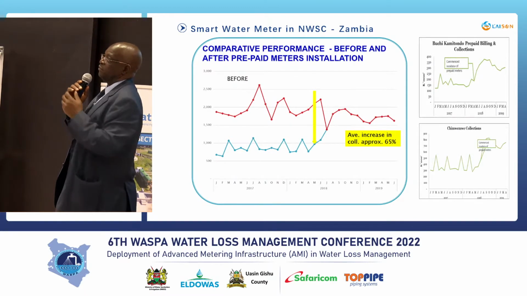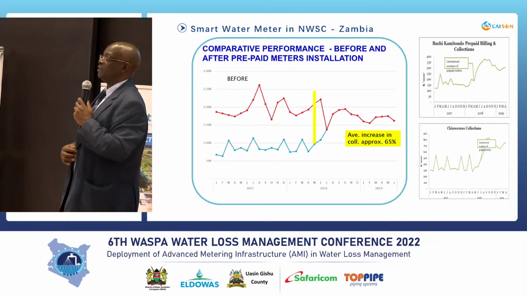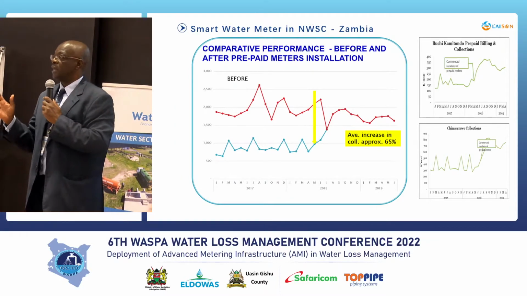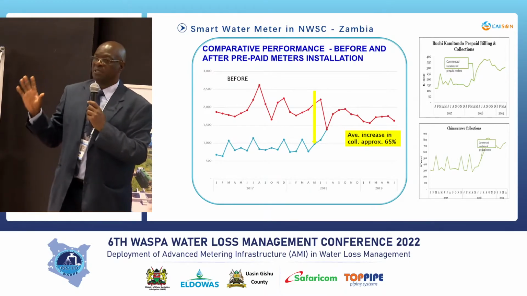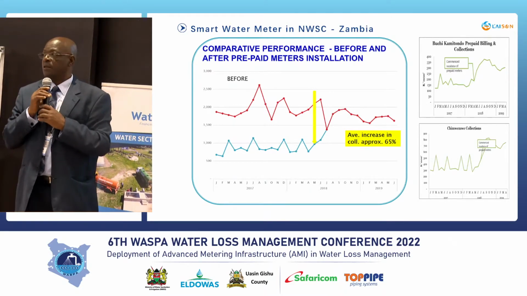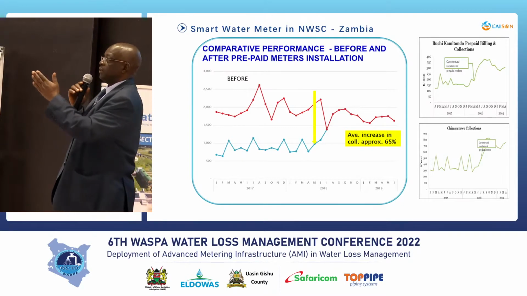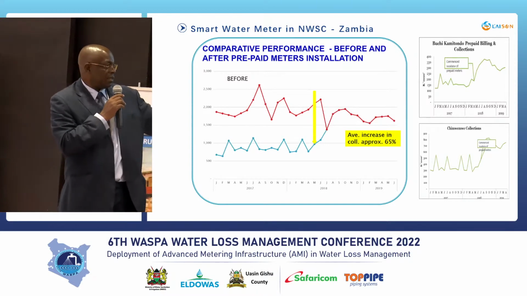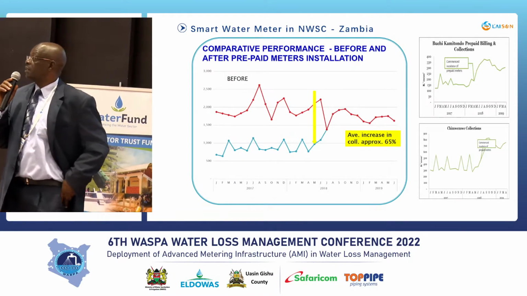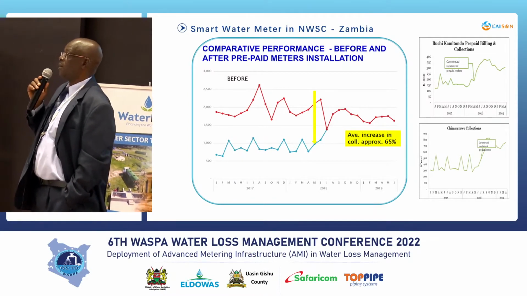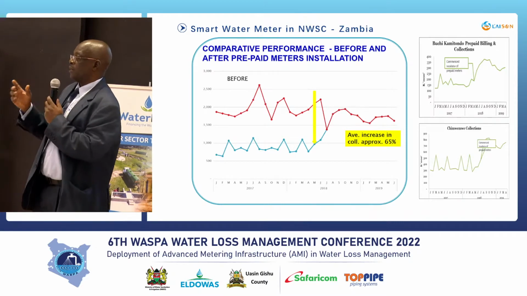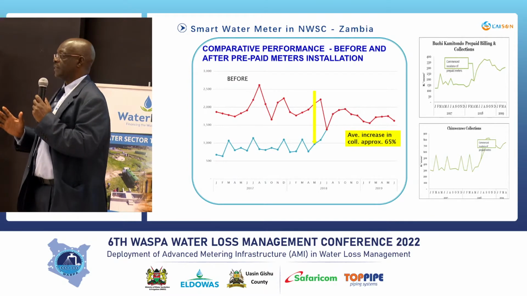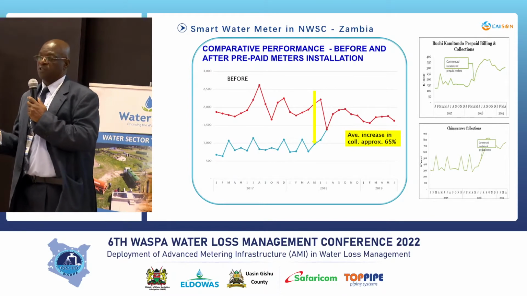That's just a comparative performance before and after prepaid introduction in one of the WSPs in Zambia. And you can see how the smart meters have improved their collections. You can also see the other graph is from some other WSP in Zambia. When the smart meters were introduced, there was a collection improvement of 65%.